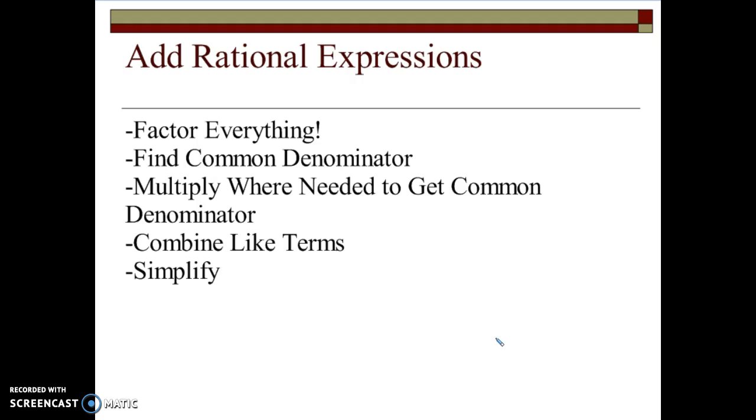So the steps when adding, still just like we've been doing, factor everything. It makes it all easier to see once you know what all the factors are, and it's easy to find a common denominator. Then you find that common denominator and multiply wherever you need to make sure every fraction has that common denominator. Then you just combine your like terms by adding or subtracting straight across, then simplify.